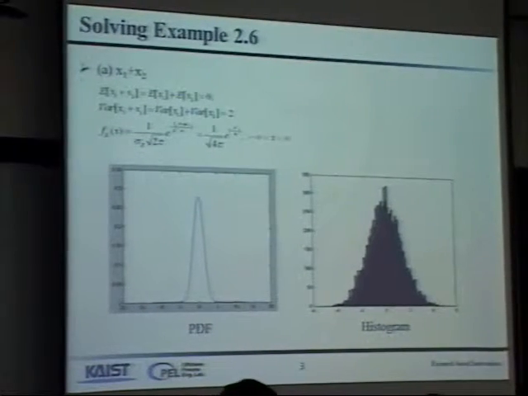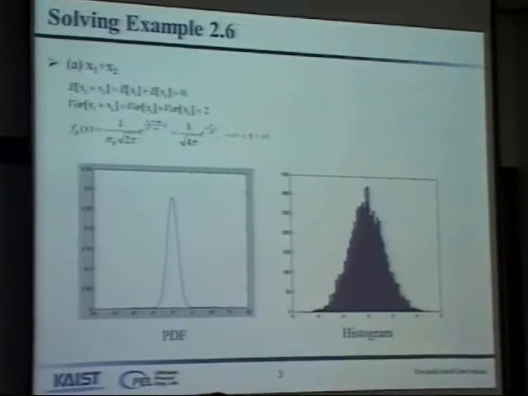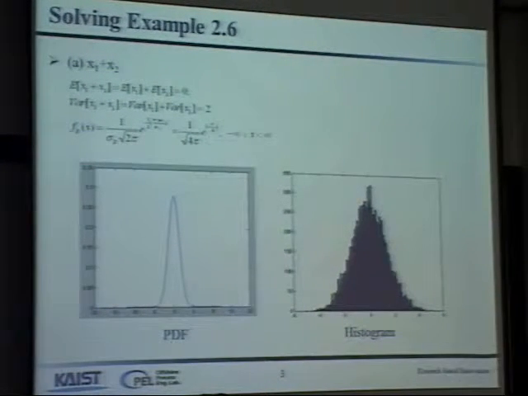First is solving example 2.6. If x1 and x2 are normally distributed with mean equal to 0 and standard deviation equal to 1, x1 plus x2 is normally distributed with mean equal to 0 and variance equal to 2. Substitute these values in this formula, then we can obtain the probability density function. The PDF and histogram figure are like this.